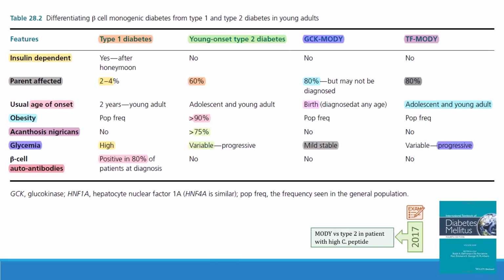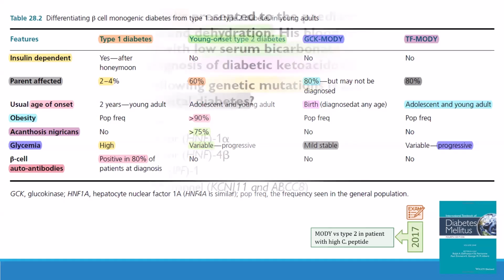And this is from one of the famous diabetes mellitus books, the International Textbook of Diabetes Mellitus, and the main author is Ralph DeFronzo. This is how to differentiate between type 1 diabetes mellitus, type 2 diabetes mellitus, and different forms of glucokinase and transcription factor MODY diabetes mellitus.